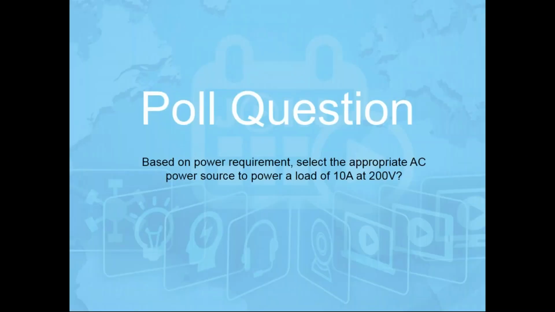So this brings us to our second poll question. Hope everybody was paying attention to what I just described. We're going to put up a question based on the power requirements of having 200 volts and 10 amps: what is the power supply you would choose? Your options are listed here as a 1 kVA power supply, 2000 VA, 3000 VA, 4000 VA, or 18,000 VA power supply. So I'll have Amanda put up the poll question now.